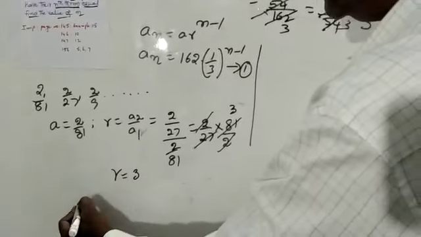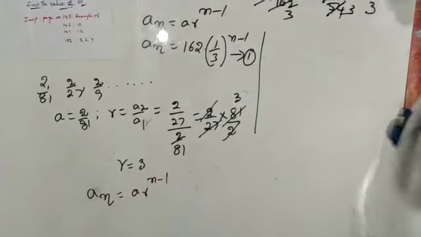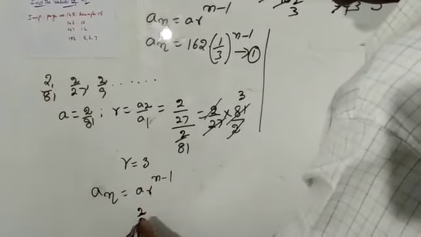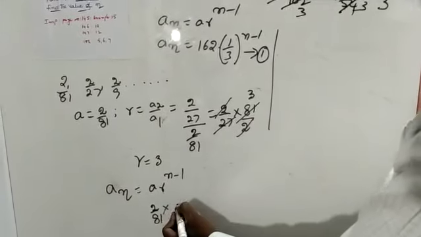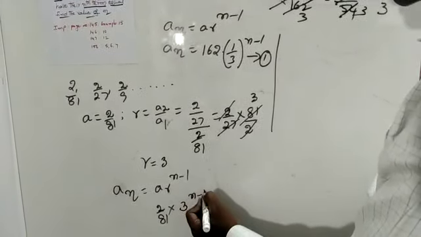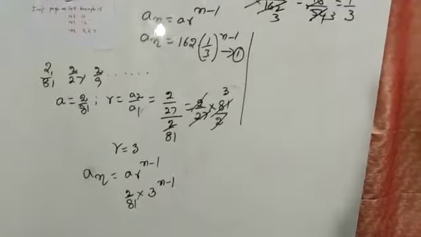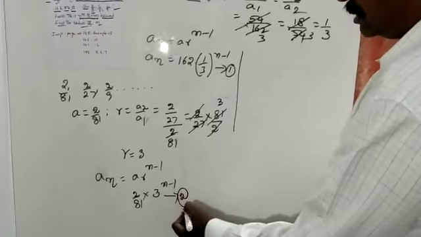So R is equal to how much? 3. Then AN is equal to the formula A into R to the power of n minus 1. A means how much here? 2 by 81. R means how much? 3. 3 to the power n minus 1. So say this is equation number 2.